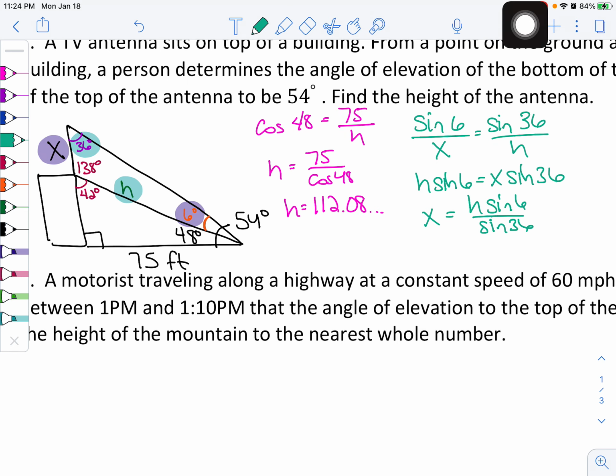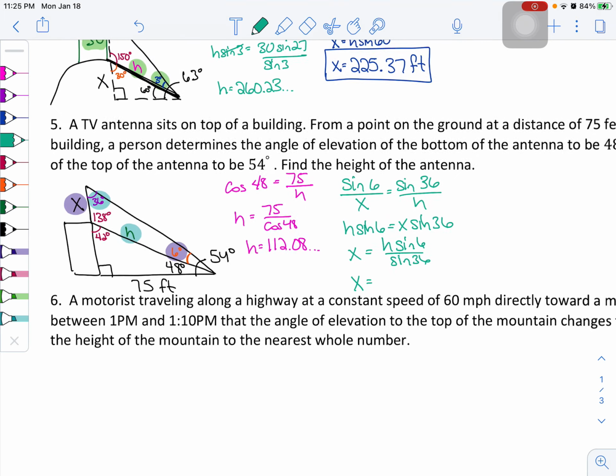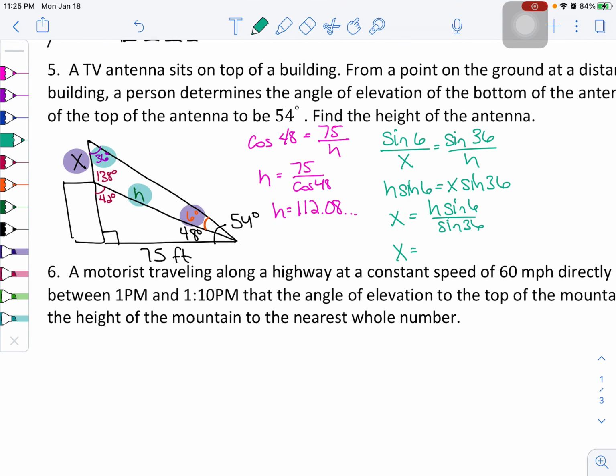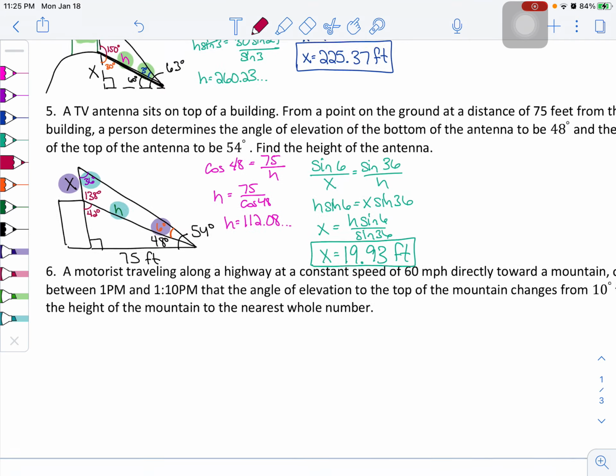That's all it is. So on my calculator, I'm going to take that answer, multiply it times the sine of 6, then take that answer divided by the sine of 36. And I am getting an x value here, so the height of the antenna, and I'm going to zoom out just so I can see no rounding directions. So round to 2 decimal places, please. 19.93, and I'm looking really quickly, I think this was in feet. So the TV antenna at top of the building is 19.93 feet.